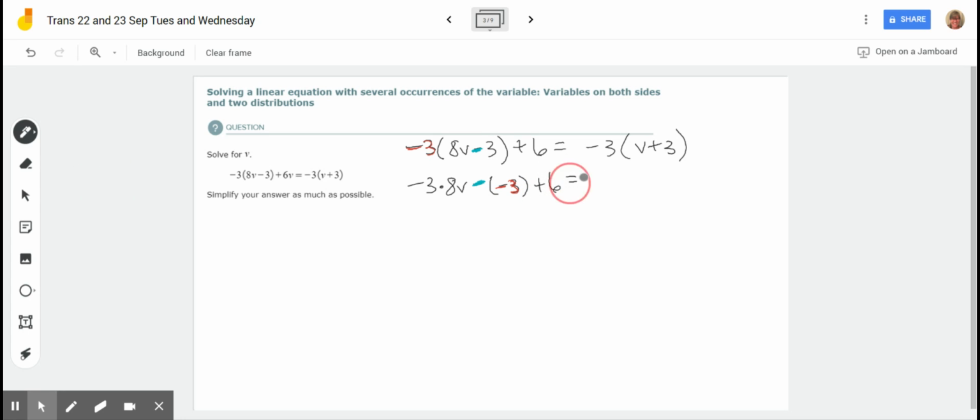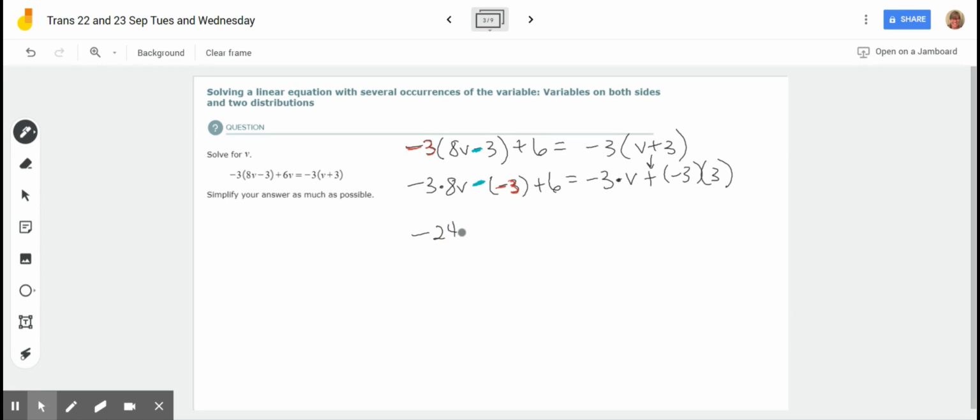Plus 6 equals negative 3 times v plus, distributing the sign, negative 3 times 3. For those of you more advanced who already know how to distribute signs, don't worry about it. Just jump to this next step. This is what you would have done.